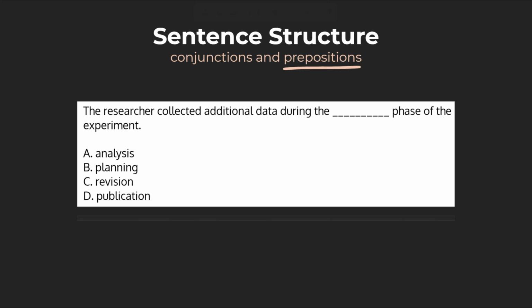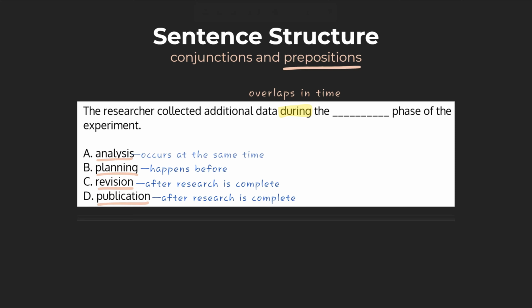The researcher collected additional data during the blank phase of the experiment. A. Analysis, B. Planning, C. Revision, or D. Publication. In this sentence, the preposition during tells us we're looking for a phase that overlaps in time with data collection. Planning happens before data is collected, and revision and publication happen after the research is essentially complete. Only analysis naturally occurs at the same time additional data might be gathered. This is a good reminder that prepositions can help define relationships in a sentence, and noticing them can help you rule out choices that don't fit that relationship.